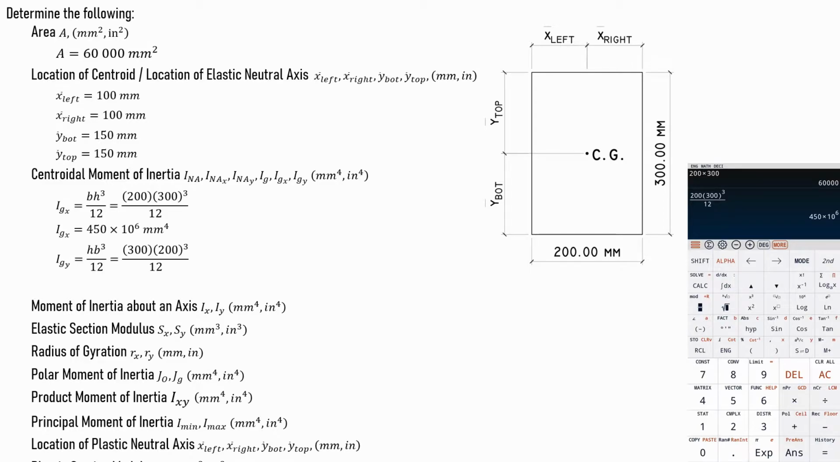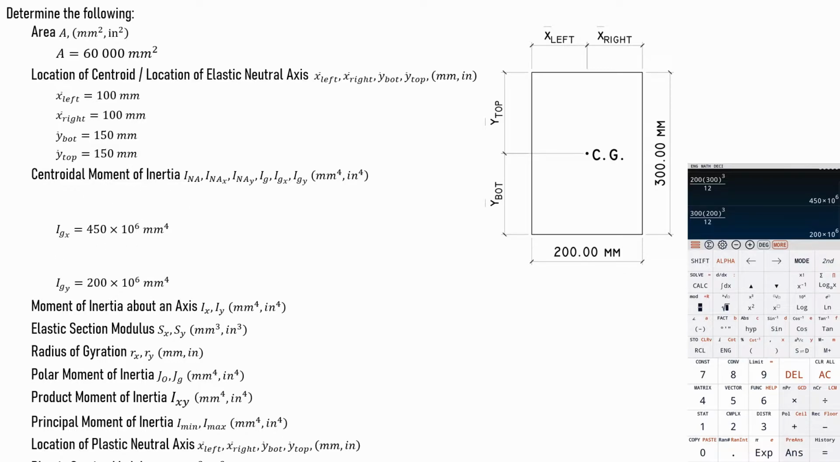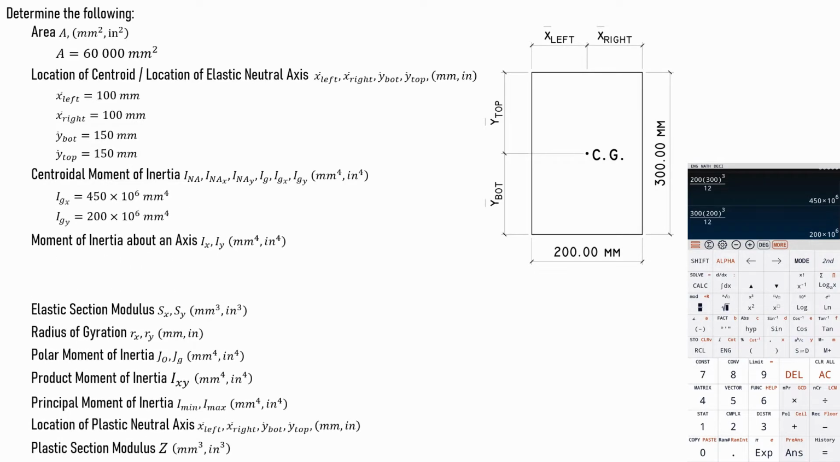Yung IGY naman, kapag sa y-axis naman o vertical axis, HB cube over 12 naman. So 300 times 200 cube over 12. So solve natin. So 200 times 10 raised to 6. Okay? So next naman yung moment of inertia about an axis.